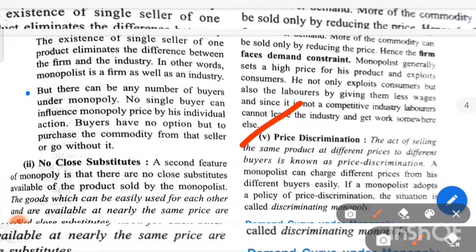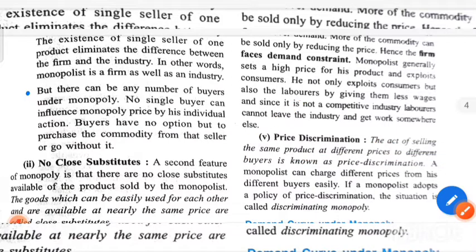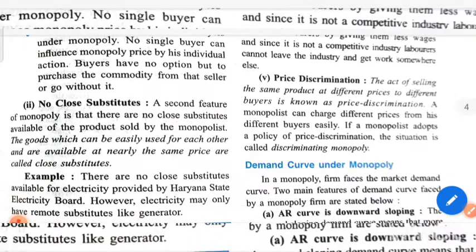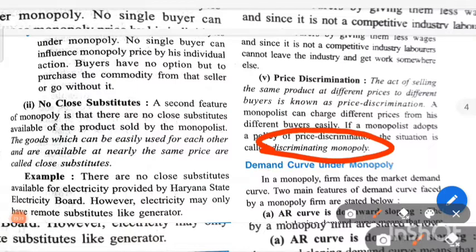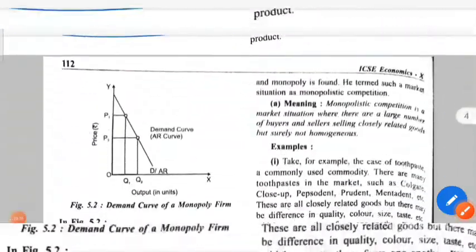Now why so? They are buying the same product. Maybe Mr. B is a regular customer of the shopkeeper, maybe B is his relative, and A is a new customer. So they are charging different prices from different consumers. This is what price discrimination is. It is the act of selling the same product at different prices, which is very common, and this is another feature of monopoly. This situation is also known as discriminating monopoly, or price discrimination.